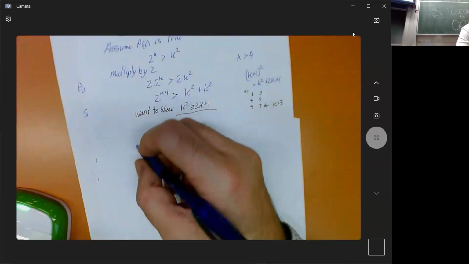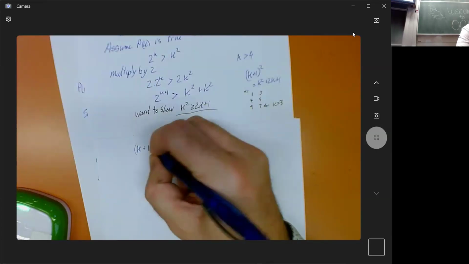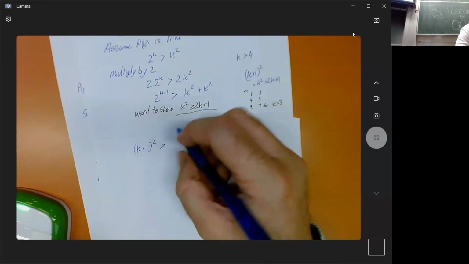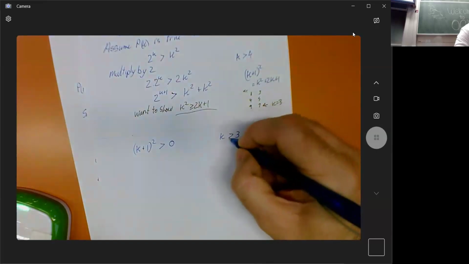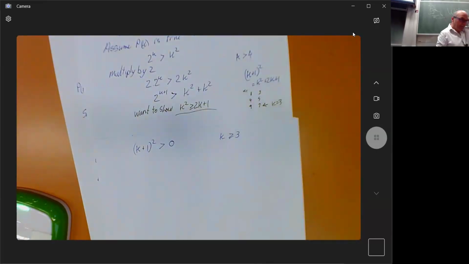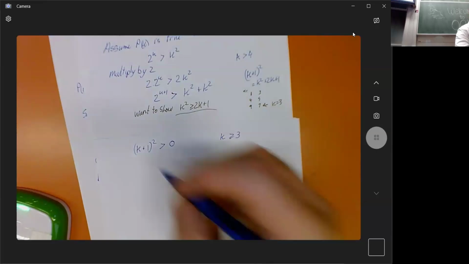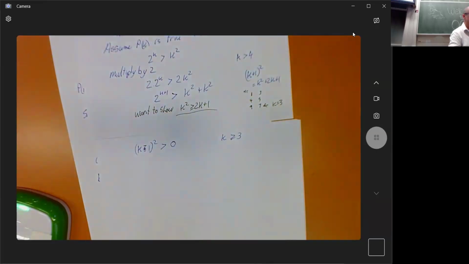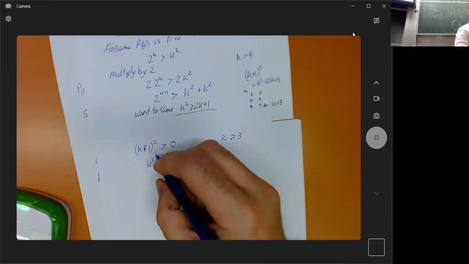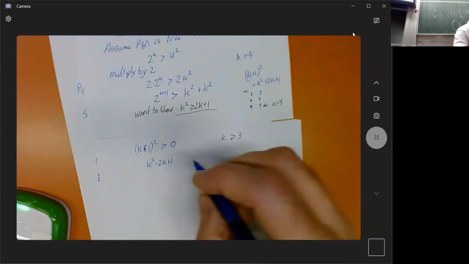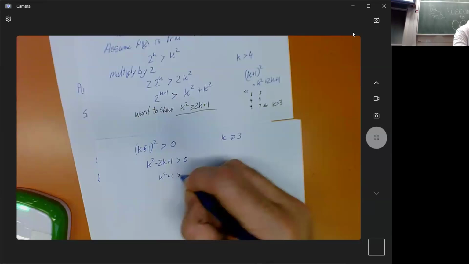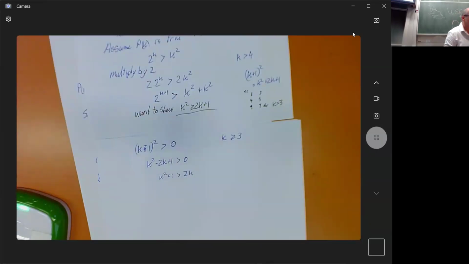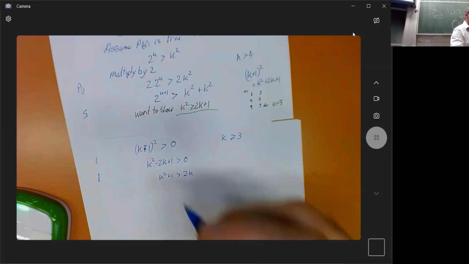So if I consider k minus 1 whole squared, that's going to be greater than 0, for k greater than or equal to 3. And so when I expand this out, I get k squared minus 2k plus 1. And that's got to be greater than 0. So k squared plus 1 has got to be greater than 2k.